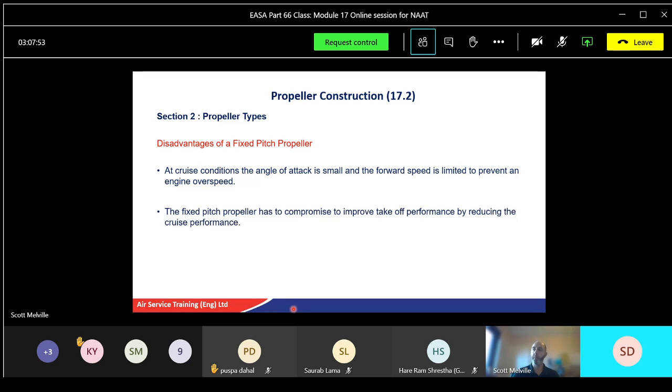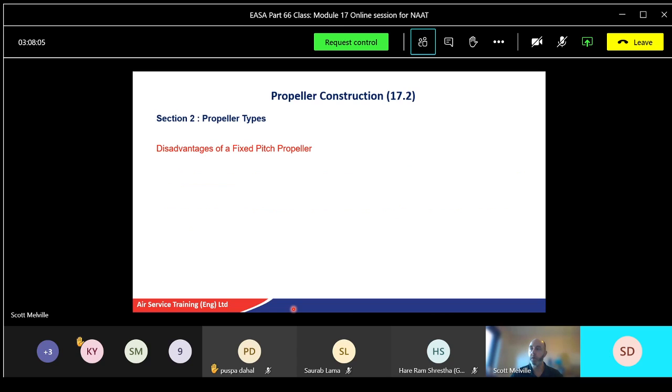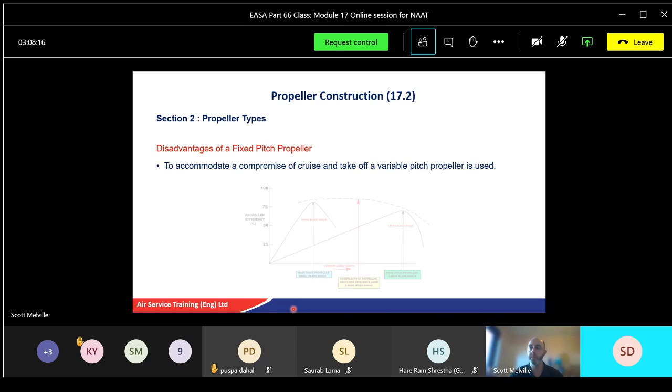And the fixed pitch propeller has to compromise, improving takeoff performance by reducing cruise performance. So again, it comes down to design, what you want that aircraft to do, and designers will accommodate that. So it's a compromise of cruise and takeoff. A variable pitch propeller is used instead, so it gives us the best of both worlds.